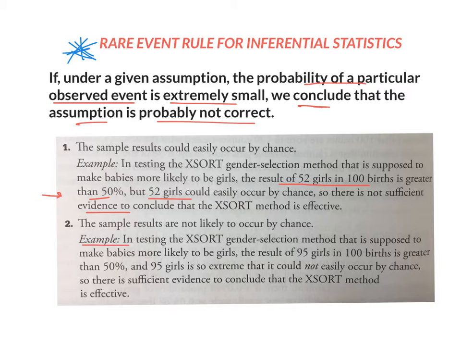However, look at this one. What if we got 95 girls out of 100? That is much greater than 50%. I mean, much greater. It's so extreme. You could not easily say that would just happen by chance. So there is sufficient evidence. And of course, we're going to put some numbers with that, but that's the general logic of where we're going.